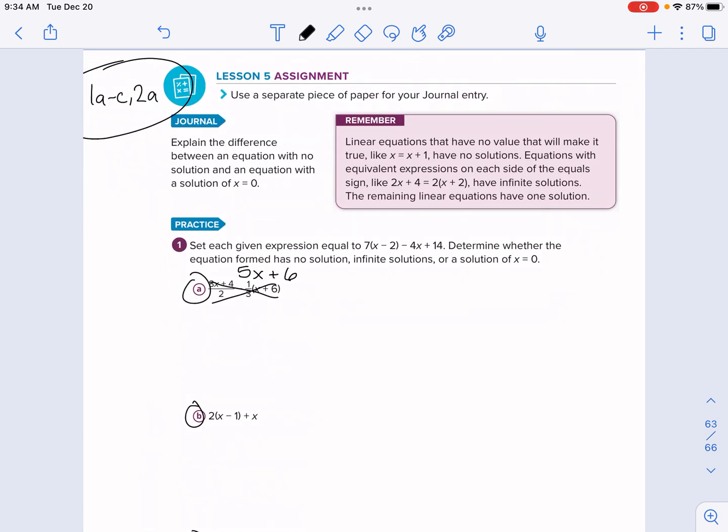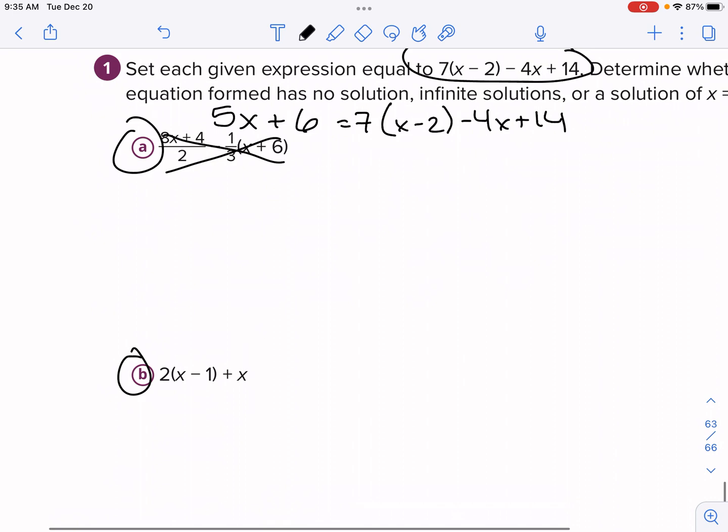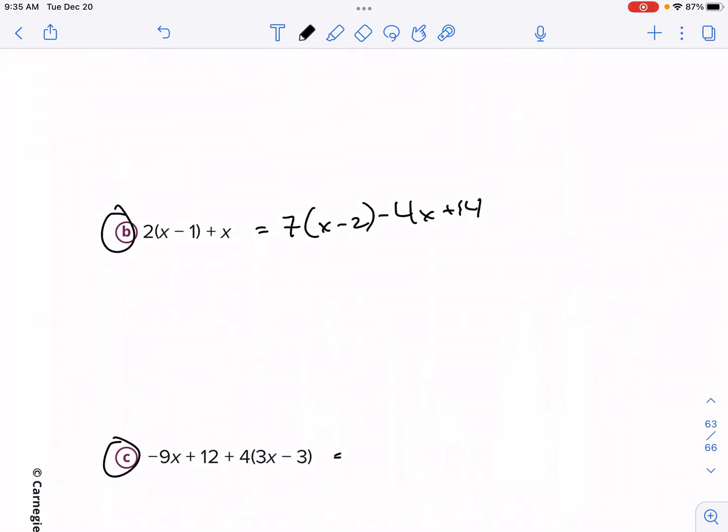So number one, this is saying you're going to take this thing here and set every expression equal to that. Minus the first expression. I just wanted to make something a little bit simpler, so I made this 5x plus 6, and you're going to set this equal to, just write what we have in the problem for each one. This one will do the same thing, 2 times x minus 1 plus x equal to, and then write the same exact thing. That's what you're doing here. And you're just going to solve each one for x, and I'll let you write that one. And then figure out what the solution is.